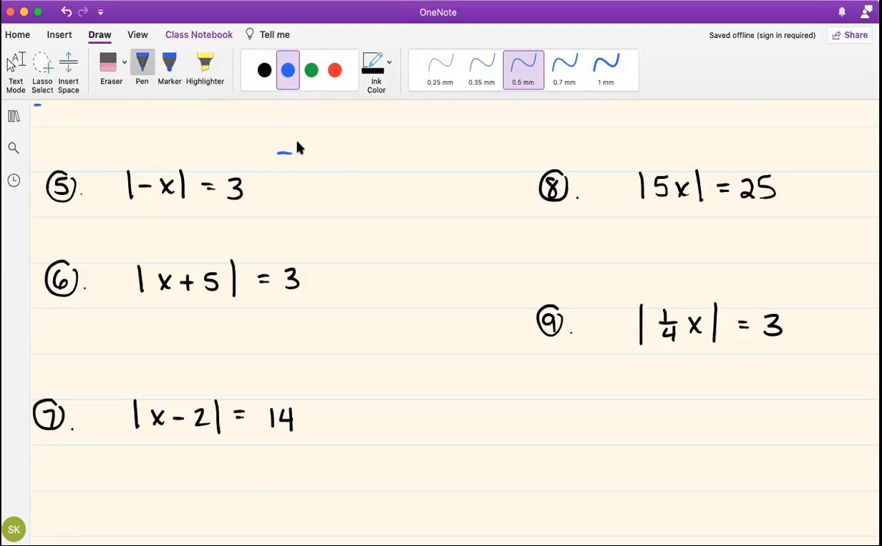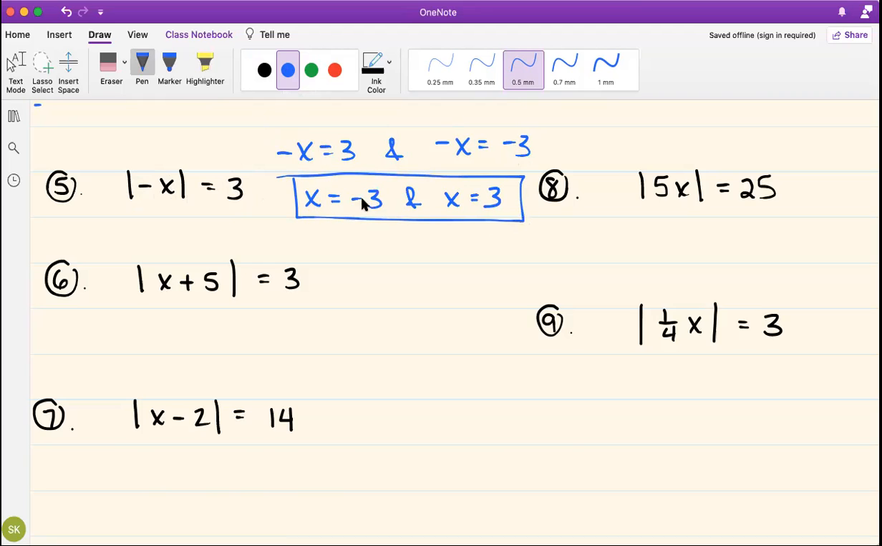So we're going to have negative x is equal to 3 and negative x is equal to negative 3. So divide by a negative, you get x is negative 3, and divide by a negative, you get x is equal to 3. Let's check to see if this works. Plug in negative 3. Well, we take the negative of that and we get 3. And if we take the absolute value of 3, we get 3. So that works. Okay, and if we plug in 3, we take the negative of that, we get negative 3. Then we take the absolute value, we get positive 3. So both of these work.